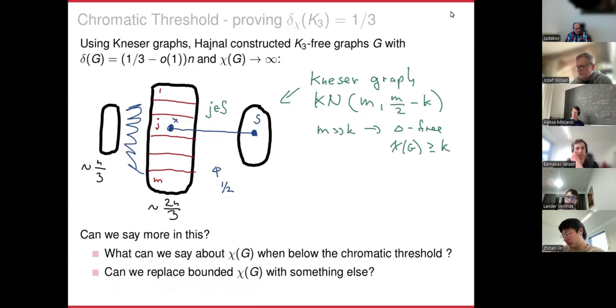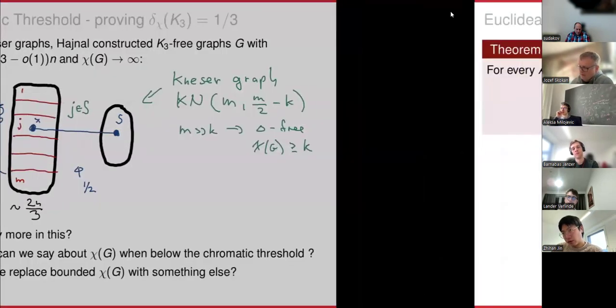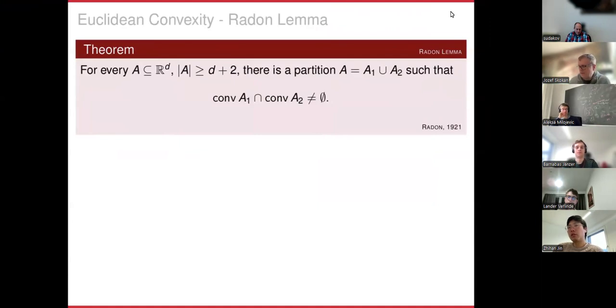But before we do so, I would like to switch a little bit to some concepts from discrete geometry, which were essential to us to actually address these two questions. Okay, so now we will switch to something completely different. All right, so I will now recall some nice and well-known and classical statements from Euclidean convexity. And the first one will be Radon's lemma. So this is a statement about sets in R^d.